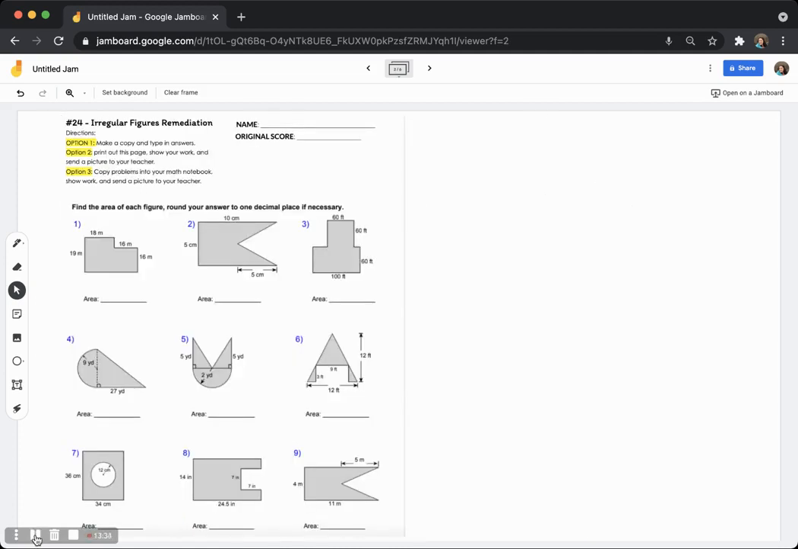All right, next is remediation 24. This one's all about splitting up shapes into shapes that you can recognize, and then solving for the area. All right, so number 1, we can split that up into 2 rectangles here. So if I split this here, then I have this square that is 16 by 16.